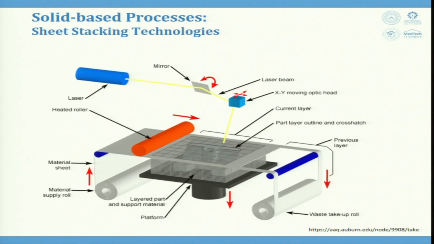So, here you can see the material supply roll is there, from here the material is going in this direction and here material is being collected back. So, this part is cut out of it, this part is cut here, and as per shape an XY moving cutting head is there which is cutting the material using laser, and a heated roller is there, wherever the sheet is required the glue is heated to fix it there.